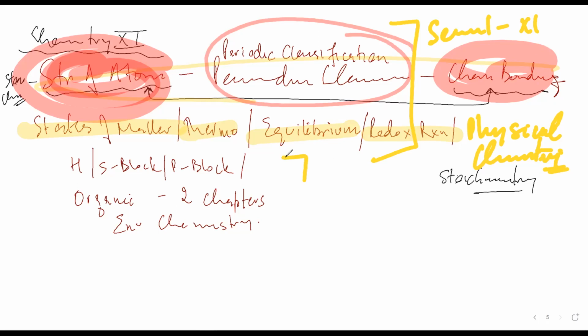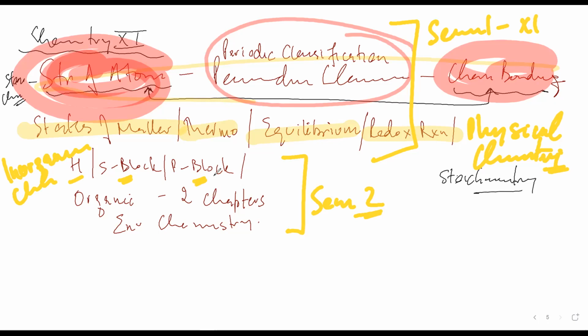When you come to semester two, when I say semester two, it is part two. When you come to semester two, you will have what is called inorganic chemistry. You will have a chapter on hydrogen, a chapter on S block, and a chapter on P block.